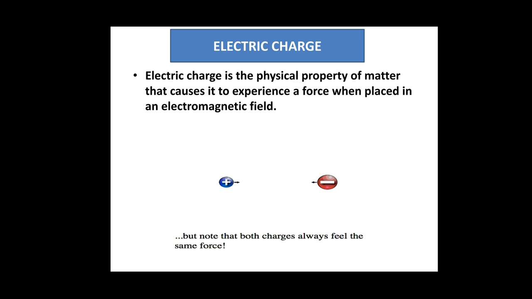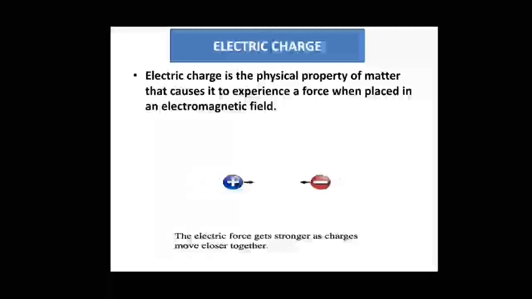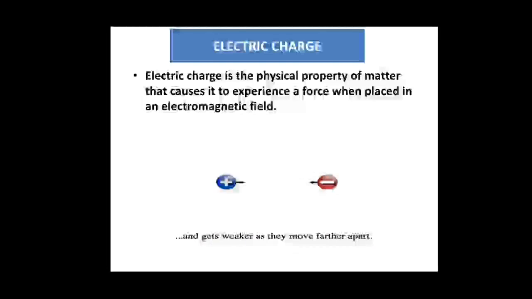The electric force gets stronger as the charge gets larger in magnitude or size. But note that both the charges always feel the same force. The electric force gets stronger when the electric charges move closer together and gets weaker as they move farther apart. Are you getting my point?